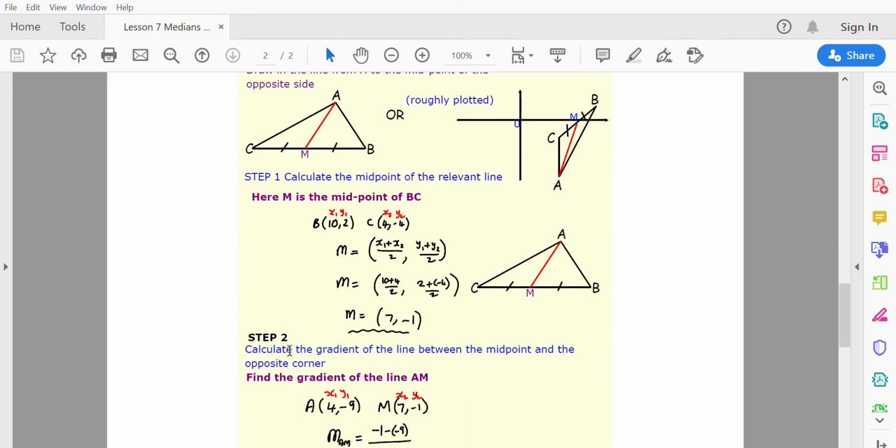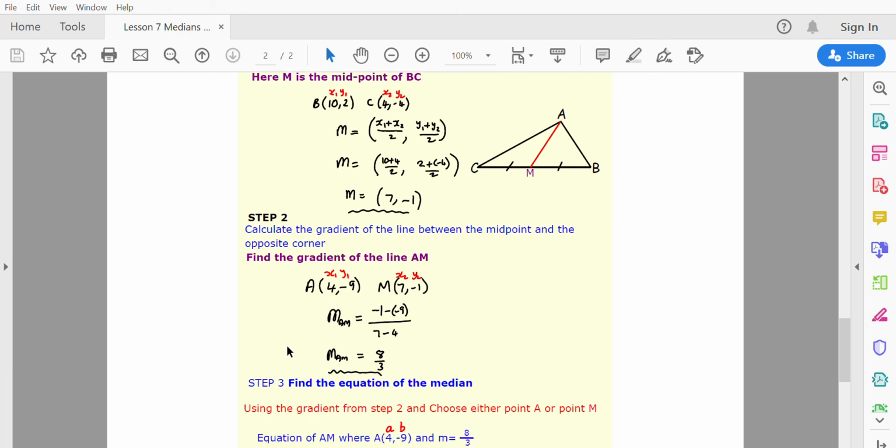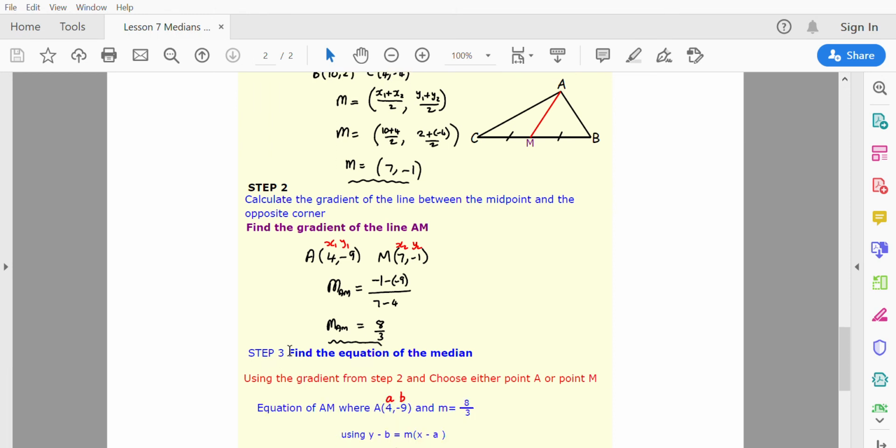The second step then, once you've got your midpoint, is to calculate the gradient of the median. So we know the point A is 4, minus 9. We know that point M is 7, minus 1. So we can just use our normal formula y2 minus y1 over x2 minus x1 to find the gradient of the median. So the gradient here, when you do that, you have minus 1 minus minus 9, over 7 minus 4, which leaves you with 8/3, 8 over 3.